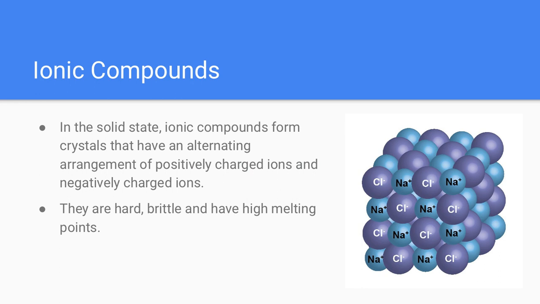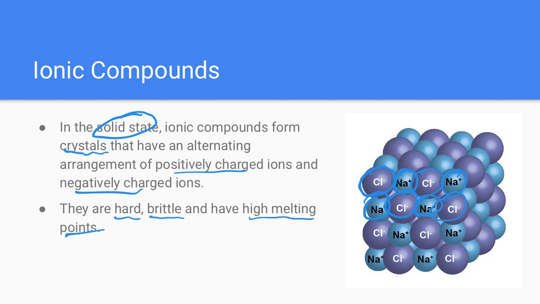Now, in terms of their properties, ionic compounds have some pretty interesting physical properties. For example, in the solid state, when we have solid ionic compounds, they form crystals that have this alternating arrangement of positively charged and negatively charged ions. So taking a look at our picture here, you can see chloride ions and sodium ions, and they're alternating back and forth in this really, really regular kind of structure. In terms of some physical properties, they're hard, they're brittle, they have very, very high melting points.